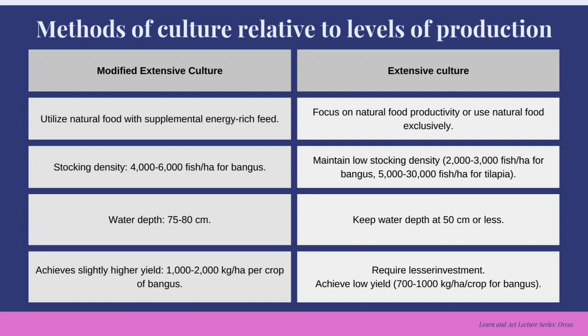So the choice between these systems depends on resource availability, investment capacity, and production goals. Modified extensive culture is suitable for farmers aiming for higher yields with moderate investment, while extensive culture is ideal for those prioritizing sustainability and lower input costs.